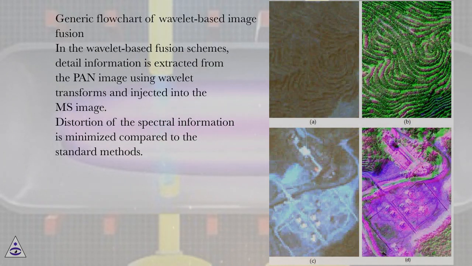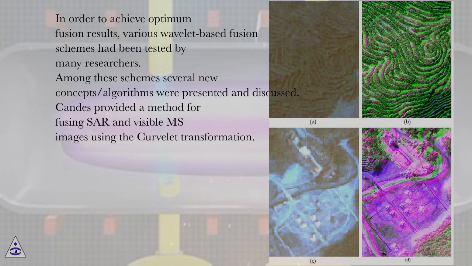Generic flowchart of wavelet-based image fusion. In the wavelet-based fusion schemes, detail information is extracted from the PAN image using wavelet transforms and injected into the MS image. Distortion of the spectral information is minimized compared to the standard methods. In order to achieve optimum fusion results, various wavelet-based fusion schemes have been tested by many researchers. Among these schemes, several new concepts/algorithms were presented and discussed.